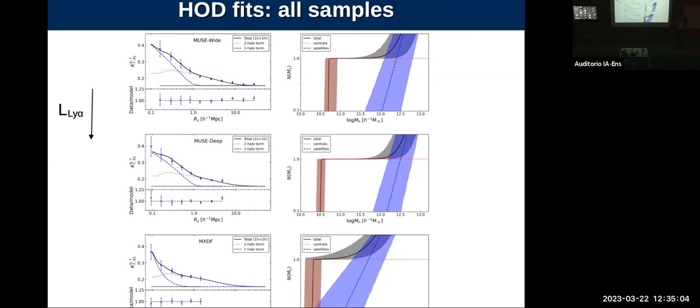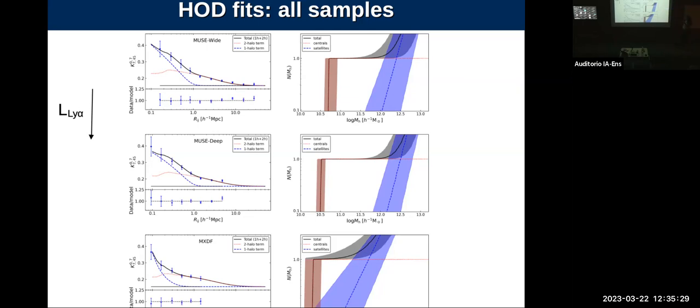And now the lower you go in row, the fainter you go in Lyman-alpha luminosity. So the second row corresponds to the results in MUSE-Deep, and the last row corresponds to the results in the deepest survey, in MXDF. On the left, you see the best fits to the clustering signal. And on the right, you see the HOD, so the number of galaxies as a function of dark matter halo mass.